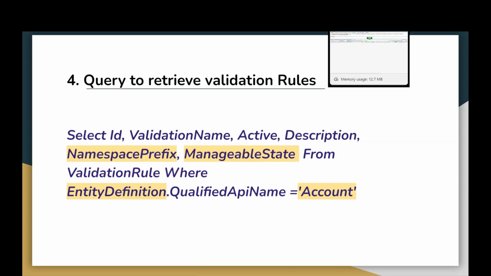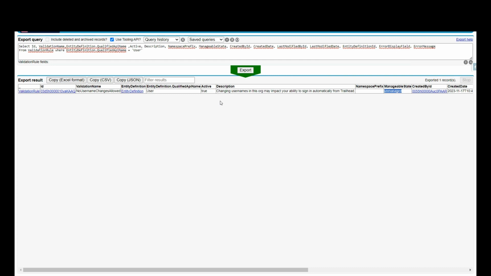Now let's move to the Salesforce Inspector. Here you can notice I have queried a validation rule based on the user object, and hence EntityDefinition.QualifiedApiName is User, and the namespace prefix is null and manageable state is unmanaged. That means this particular validation rule is not coming from the managed package.